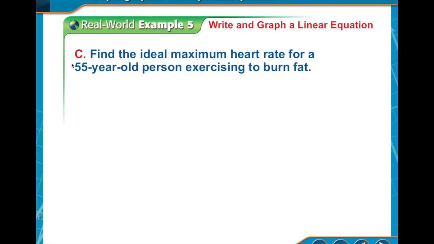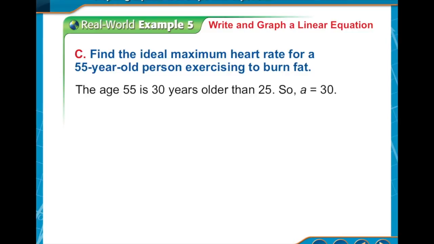Now as we look at 5C, they're asking us to find the ideal maximum rate for a person that's 55 years old, exercising to burn fat. So if someone's 55, how many years older than 25 are they? In other words, what is 55 take away 25? Well, that's 30. So they're 30 years older than 25. That's the number we plug into our formula.